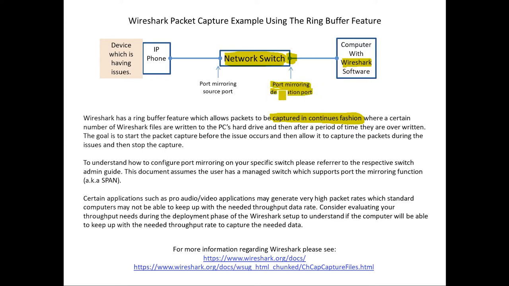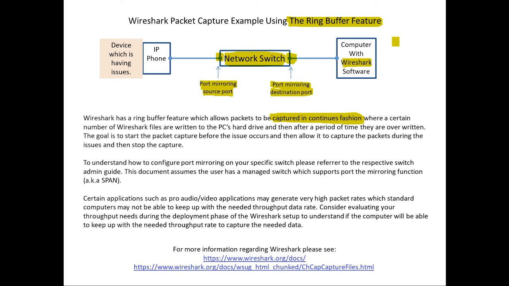The source port is going to be the device that's having issues. Let's say we're having DHCP issues with a phone; we're going to configure this as a source port, and the computer is on the destination port. Then we're going to configure Wireshark to run the ring buffer feature, and we're going to let it run until the issue occurs, and then we're going to stop the capture so we have packets right before the issue and during the issue.